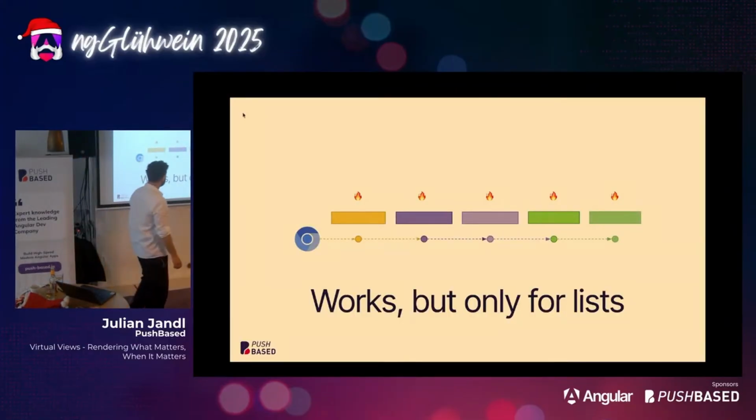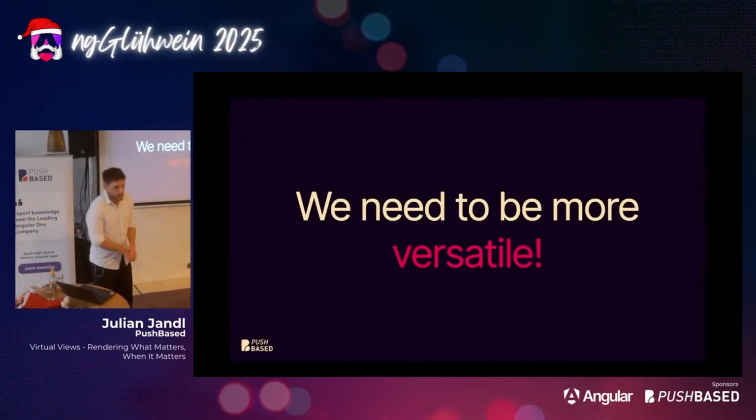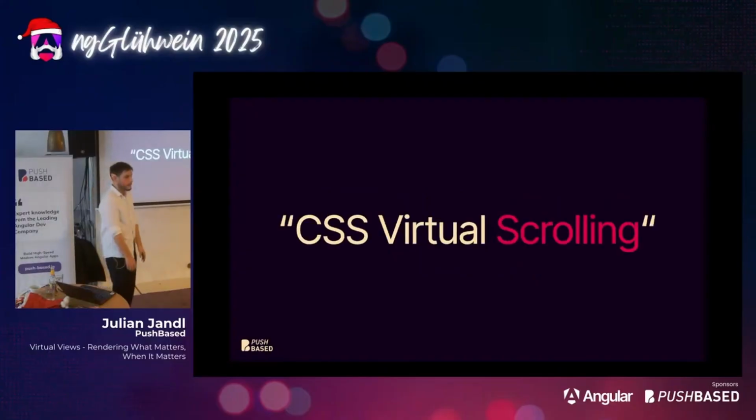But we can recap, it pretty much works and it pretty much fixes all of our issues. Scripting is less, rendering is less, painting is less, and compositing is also less. But in order to make it work for our use case, we kind of need to be more versatile. There's also a thing that is called CSS virtual scrolling. That's, I think, a term that Michael used to coin. This is not an official term, but it kind of works like that.